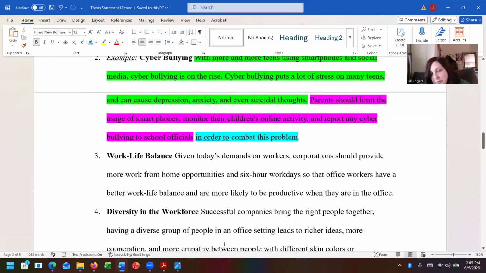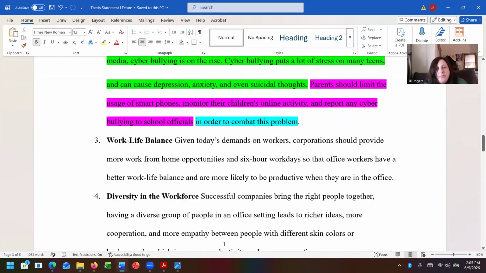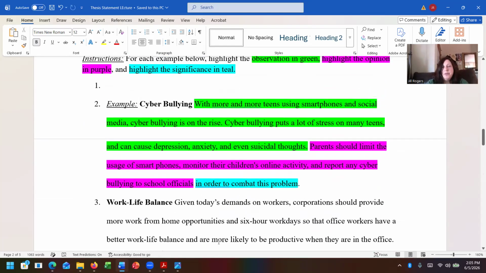Okay, so you do not have to turn this in because I'm going to trust you to do this on your own. But what I want you to do is label the parts. What's the observation? What's the opinion? And what's the significance? Okay. You do have a quiz on this, so that's why I don't require you guys to turn this in. Because if you read this and understand it and then do the quiz, you won't have it. I'll know that you did the work.